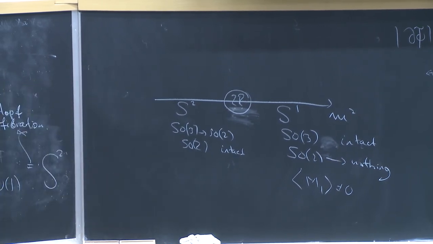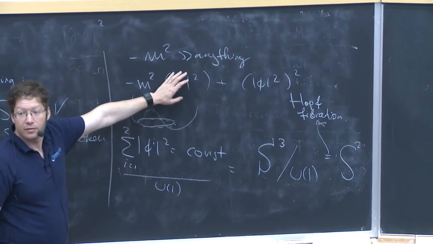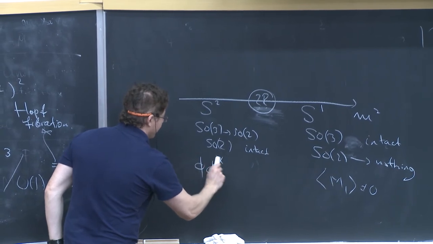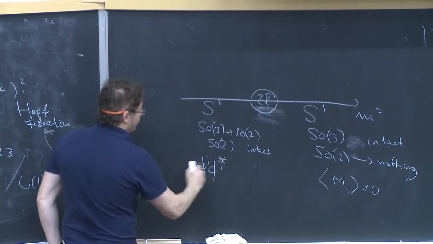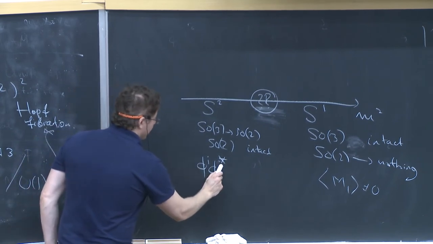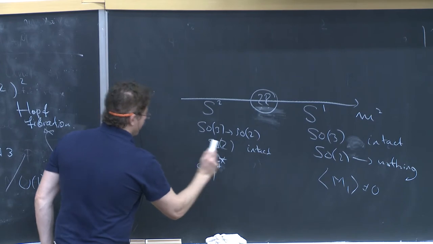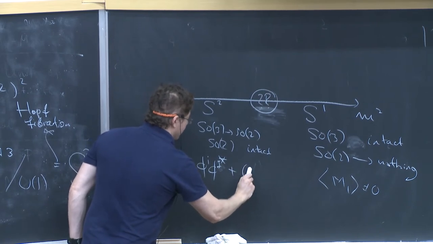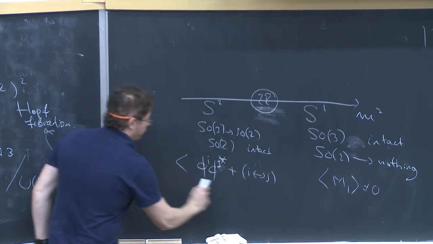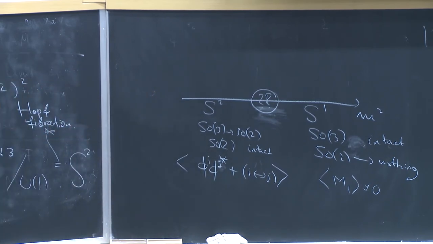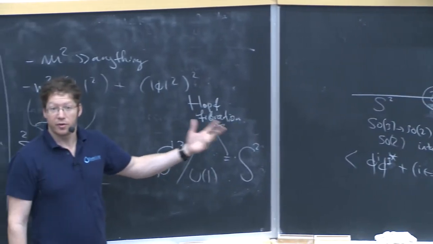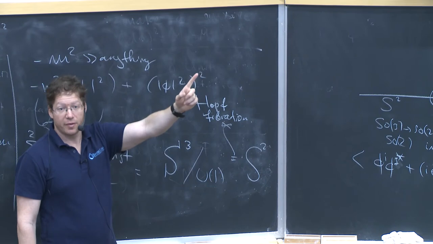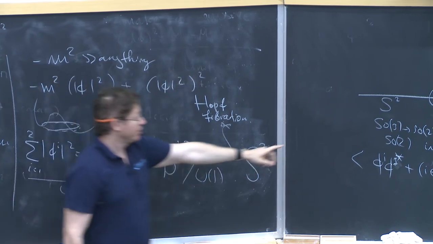And here there is a condensation of what? Of phis, right? So here there is a condensation of phi star with indices i and j, which are in the triplet. If we want to make these indices be in the triplet, we have to symmetrize over them, so plus ij. So here there is a condensation of this guy, the triplet of SO3. When a triplet of SO3 condenses, SO3 breaks to SO2. It's like you have a vector. A triplet of SO3 is like a vector. So if you choose a vector in space, it breaks SO3 to SO2. That's exactly what we've seen here.